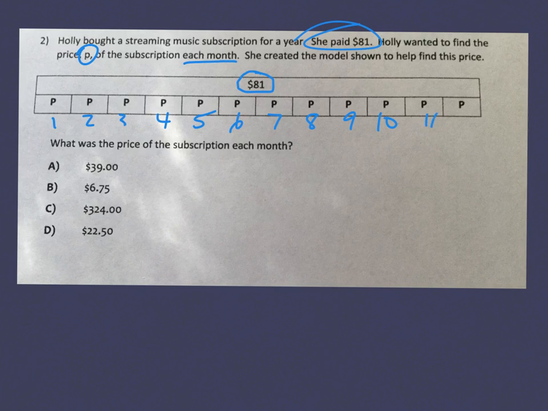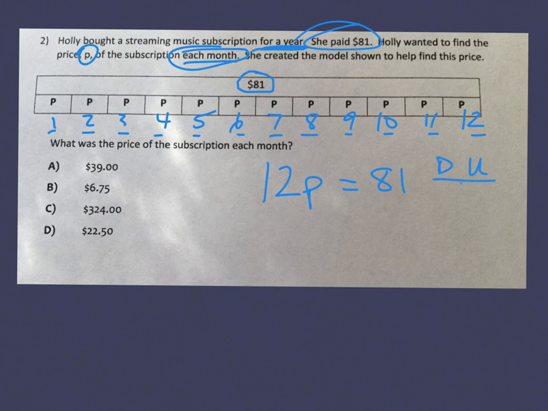Why 12? Well, the $81 was for a year. She wanted to find the price for each month, and there are 12 months in a year. So we know that 12 P's would be equal to $81, right? Each monthly cost put together would total the entire year's cost. 12P equals 81. So here we go with our do undo.